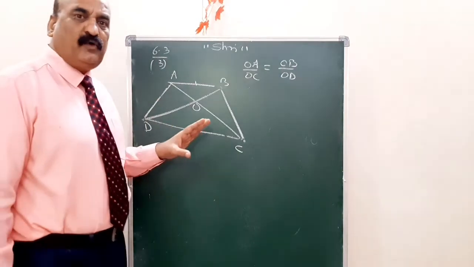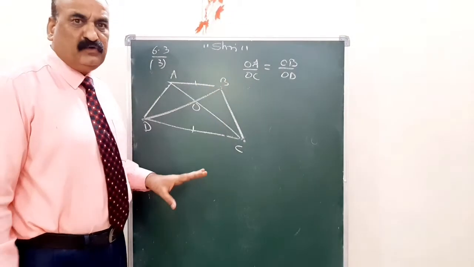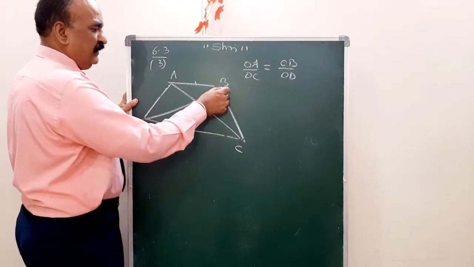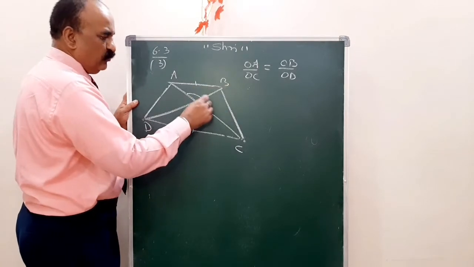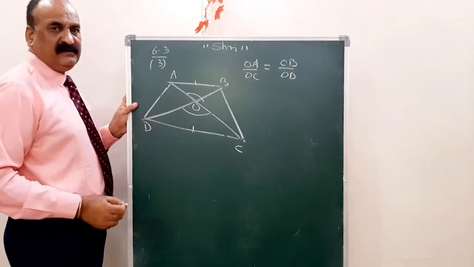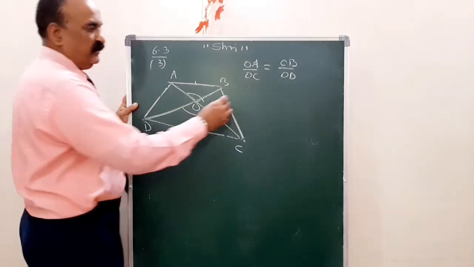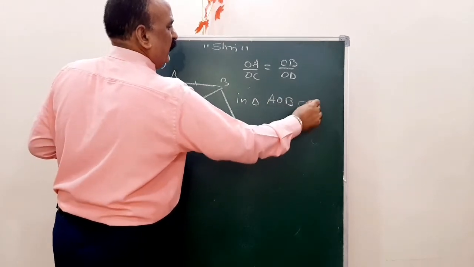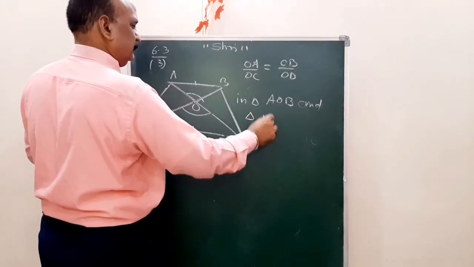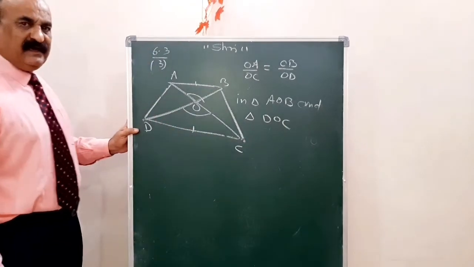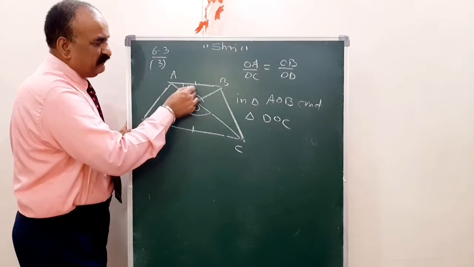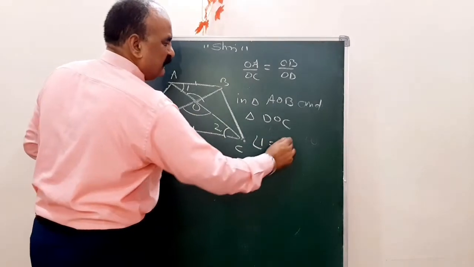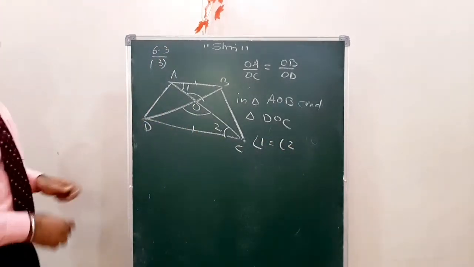Today I am going to discuss 4 questions. They are all very important questions. Let us see. Now in triangle AOB and triangle DOC, I am just taking these two triangles. In triangle AOB and triangle DOC, say this is angle 1 and this is angle 2. So you can write angle 1 is equal to angle 2.